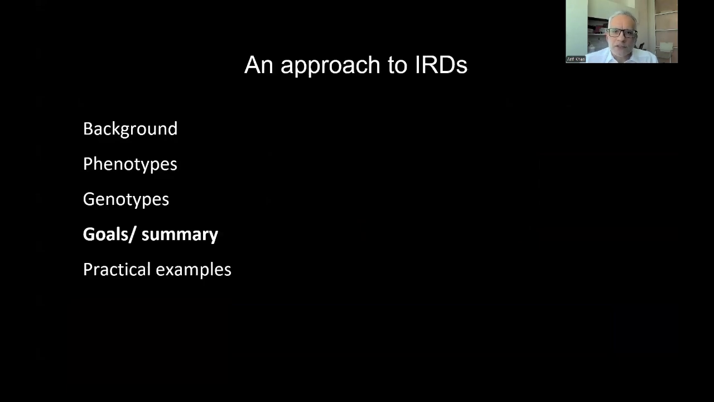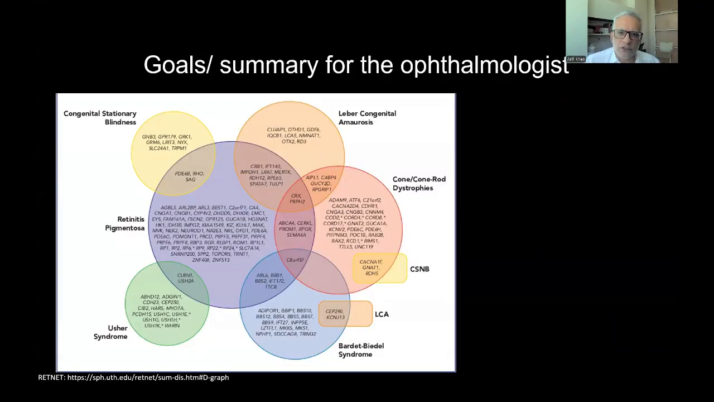So let me summarize what I've been trying to convey to you. The goal for us as an ophthalmologist is to phenotype the patient as precisely as possible and facilitate phenotype-driven genetic analysis and genetic confirmation. Here are some of the phenotypes that we should be able to discern, and here are some of the genes that can be responsible for some of those phenotypes. You see how there's overlap.